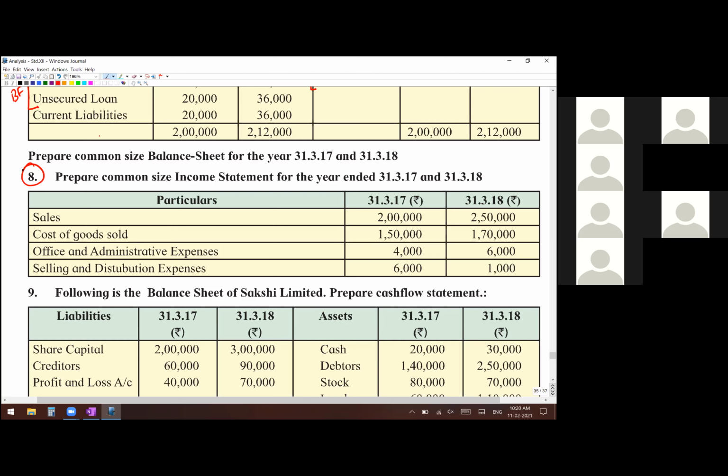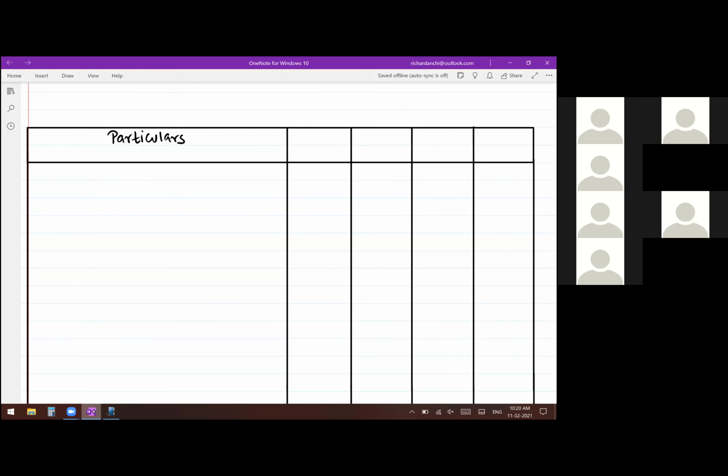So let's prepare same type of format. Remember, 4 columns will be removed. 2017 rupees and percentage, 2018 rupees and percentage. So what you drew just now, same thing you continue to draw, except because it is income statement, the space required will be less. About 8 lines should be sufficient. Particulars and 4 columns.